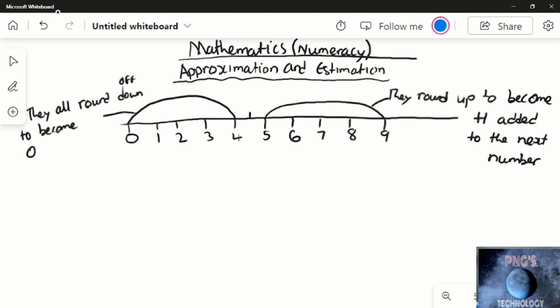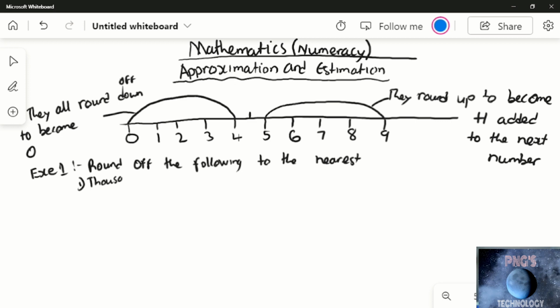So let's say exercise 1. Round off the following to the nearest what? I, 1000. II, 100. III, 10.